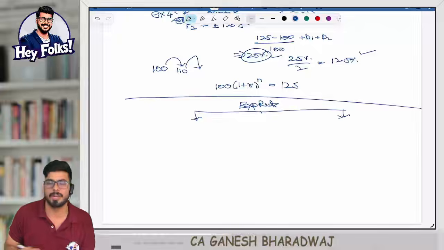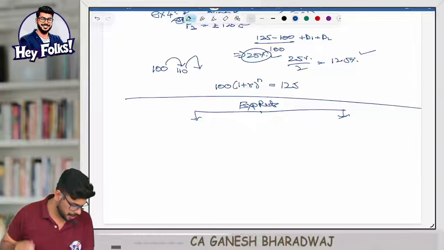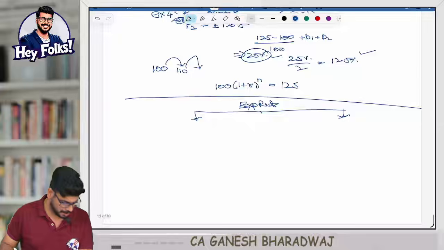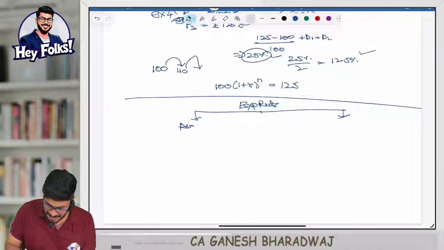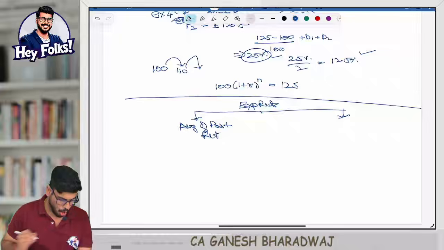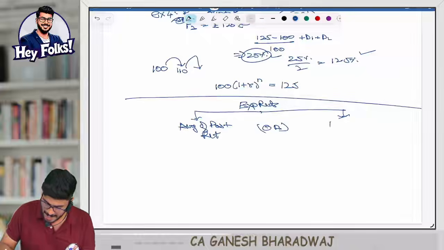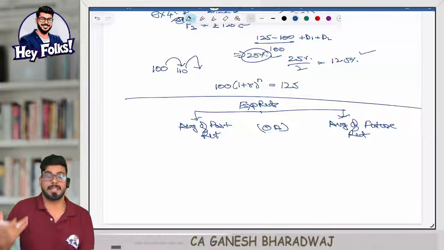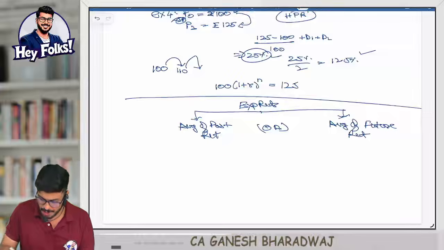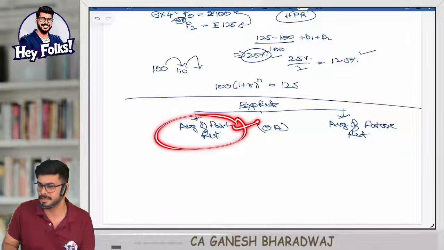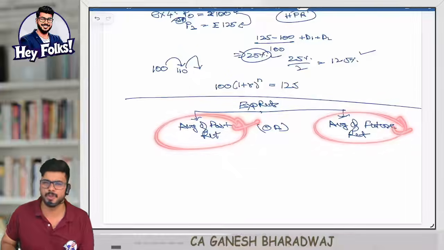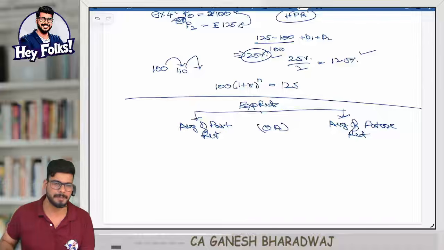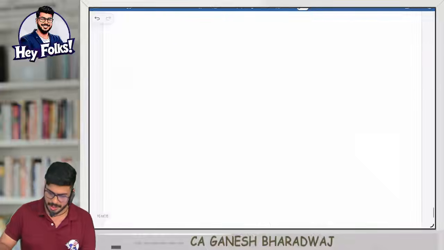Now, this expected return can be calculated from two different perspectives. It can be an average of past returns, or it can be an average of future returns. What is it? My expected return can be either an average of past returns, or an average of future returns. What it is, I will tell you, don't worry. Shall we get started, guys? Yes.